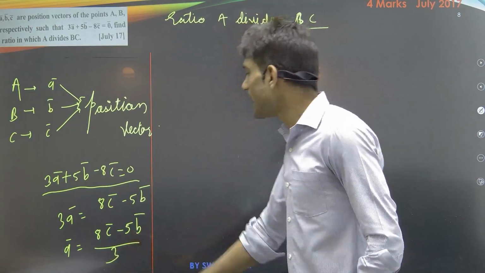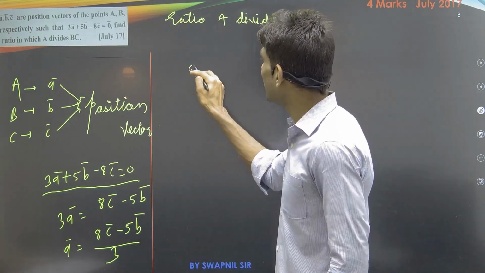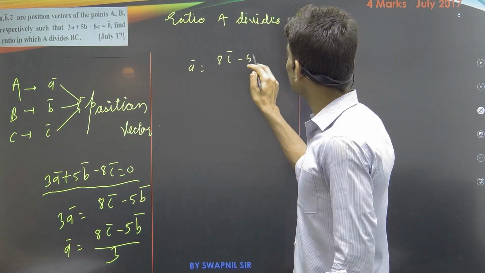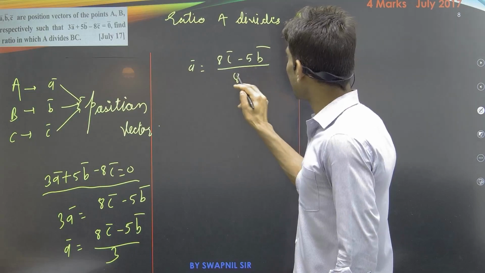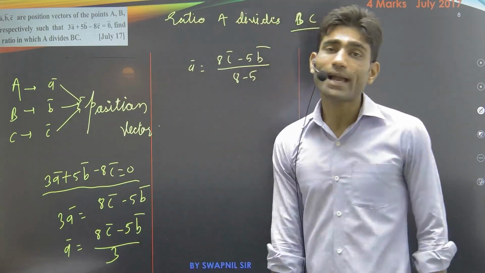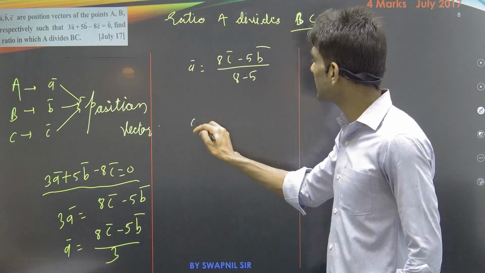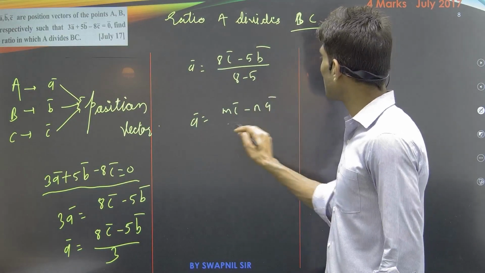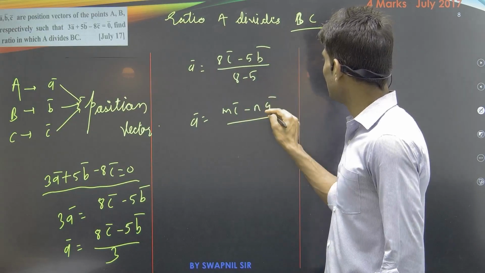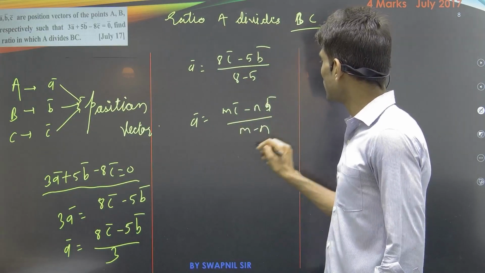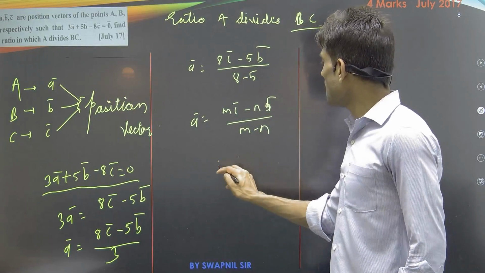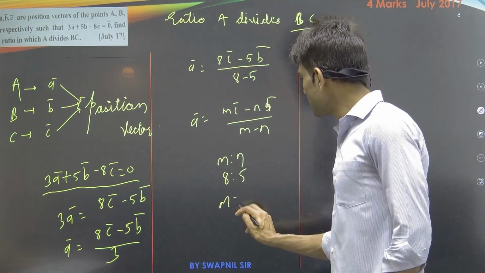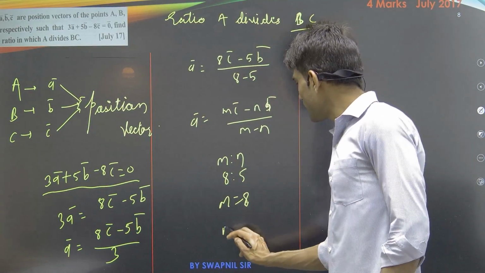So let's write 3 in the form of 8 and 5. We can write a bar equal to 8 into c bar minus 5 times b bar upon 8 minus 5. I have written 3 as 8 minus 5. Compare this with a bar equal to m into c bar minus n into b bar upon m minus n. So we can see that the ratio m to n is 8 to 5, that means m is equal to 8 and n is equal to 5.